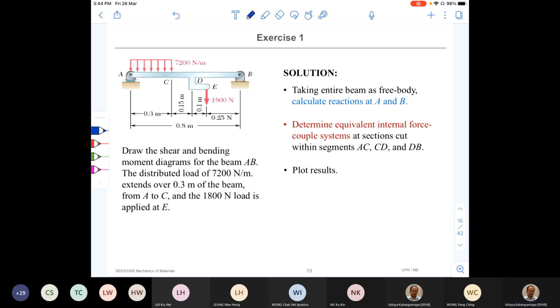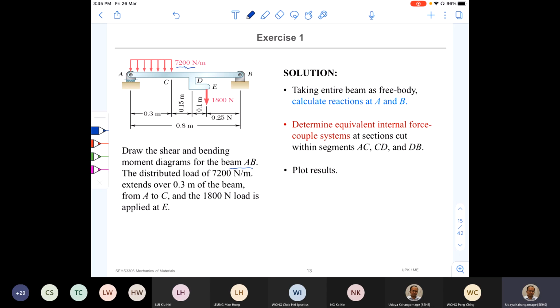Right, so first read the question together with me and then try to understand. Okay, so what it says: draw the shear and bending moment diagrams for the beam AB. The distributed load of 7,200 Newton per meter extends over 0.3 meter of the beam from A to C. So A to C, the applied load is a uniform distributed load, right? The size is 7,200 Newton per meter. That is the intensity of the load.